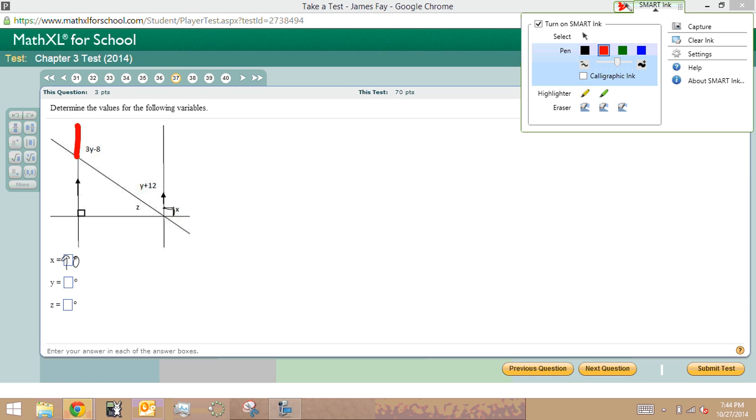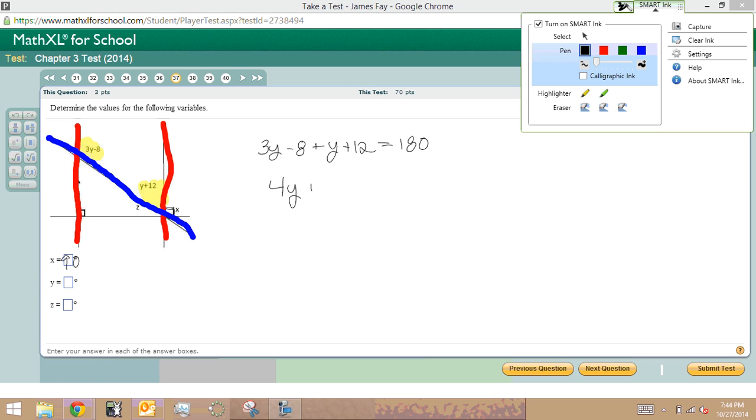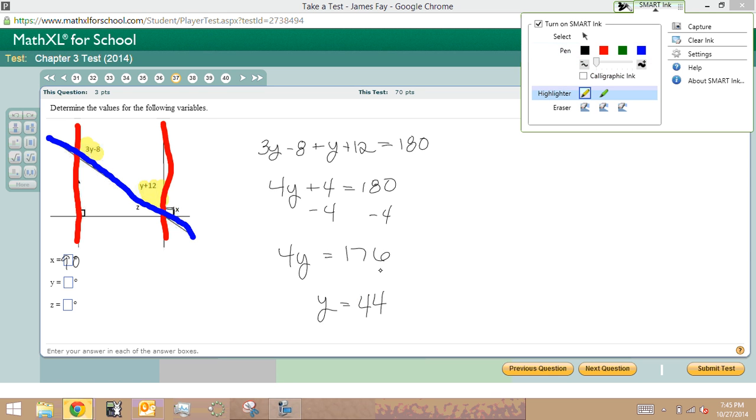Looking at those two parallel lines again, and perhaps a different transversal, maybe we look at that transversal. Now we're looking at this angle here and this angle here being supplementary because they're same-side interior angles. So we'll take 3y minus 8 plus y plus 12 equals 180 degrees. That's going to give me 4y. A negative 8 plus 12 would be a positive 4, equals 180. Subtract 4 from both sides. So we get 4y equals 176. Divide by 4, and that's going to give me 44. So y is 44 degrees.